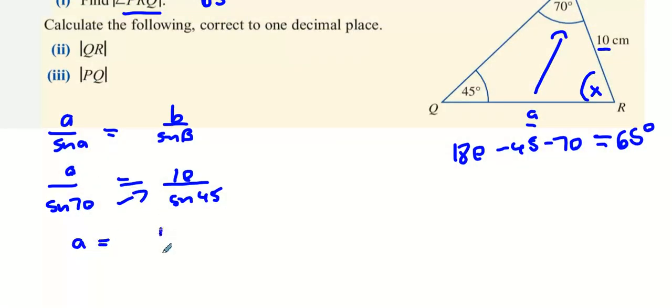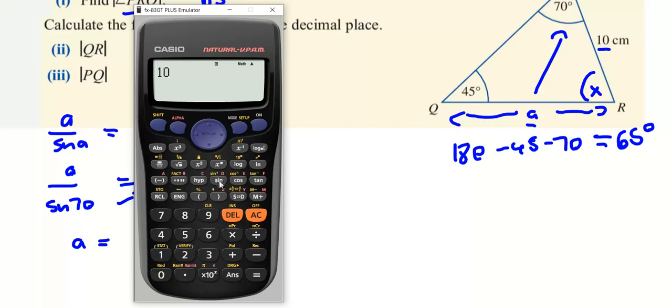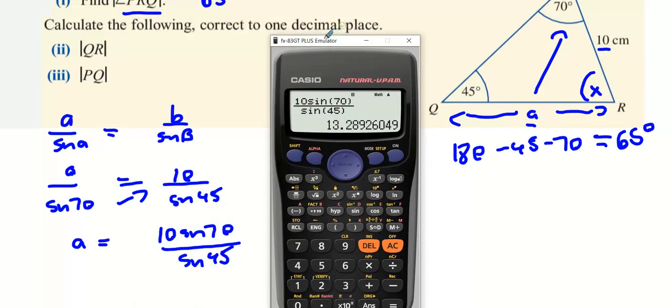So A equals, this is a length question, we're going to find out the length of A, which is Q to R. 10 sine 70 over sine 45. Put all that into the calculator. There you go, 13.29. To one decimal place, because you can see the question says one decimal place, it's going to be 13.3.